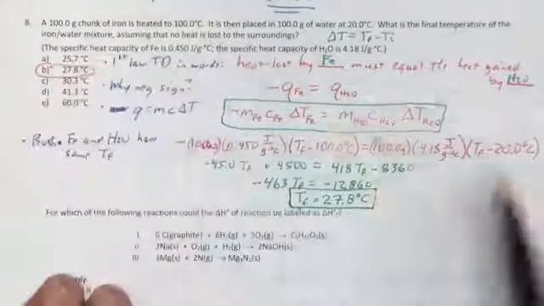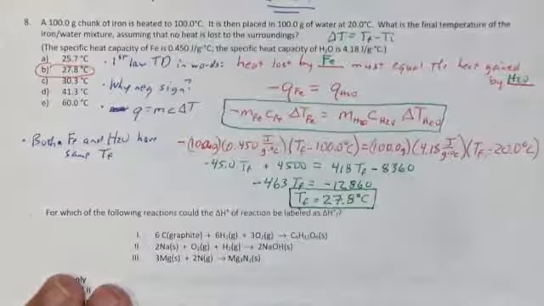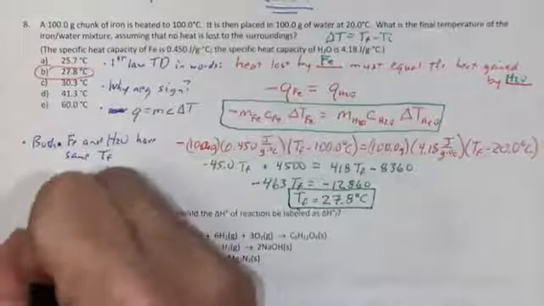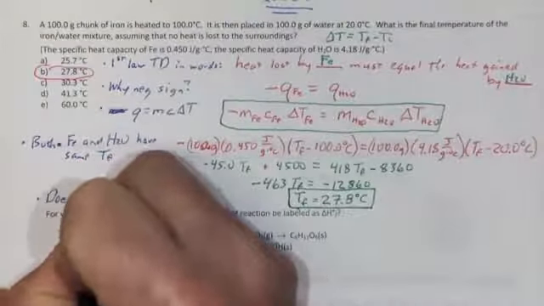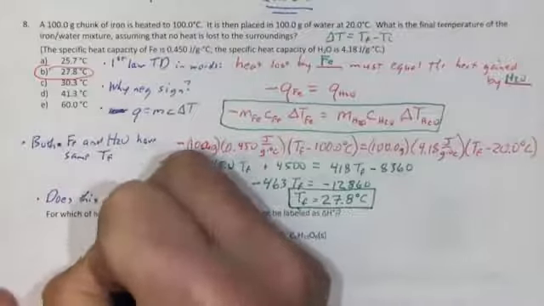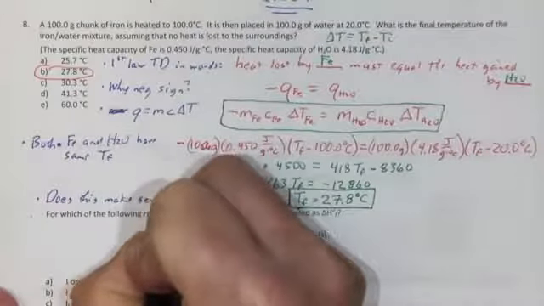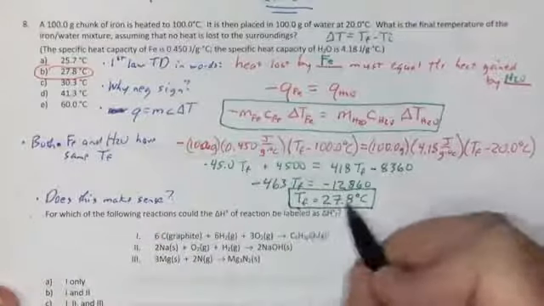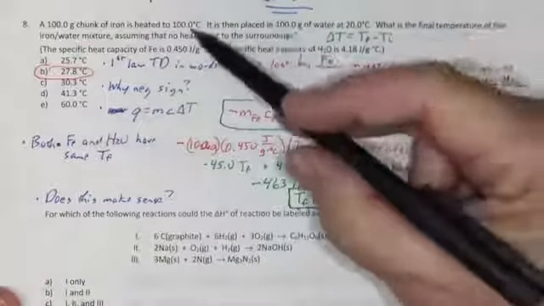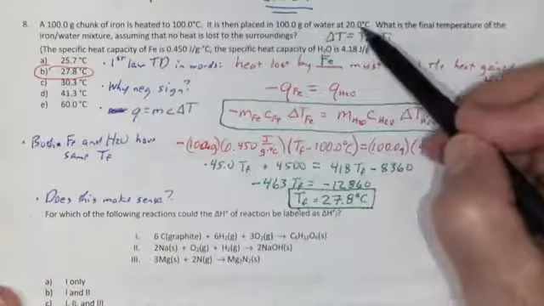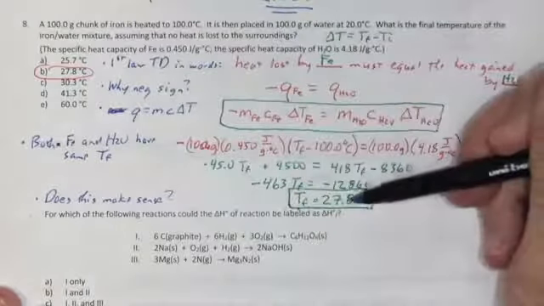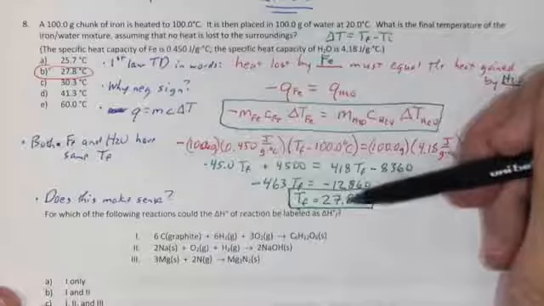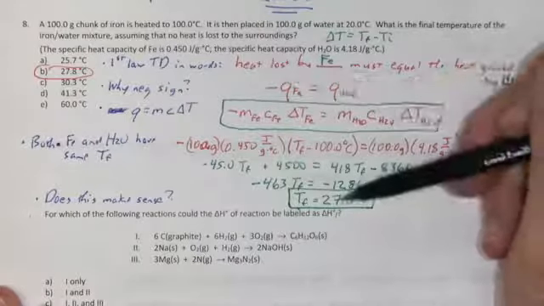But at this last step, whenever we're doing thermodynamics, you should always ask, does it make sense? And here's what I mean. First of all, the final temperature must be between 100 and 20 degrees. The water's getting warmer, the hot iron is getting colder. So this is between 100 degrees and 20 degrees.